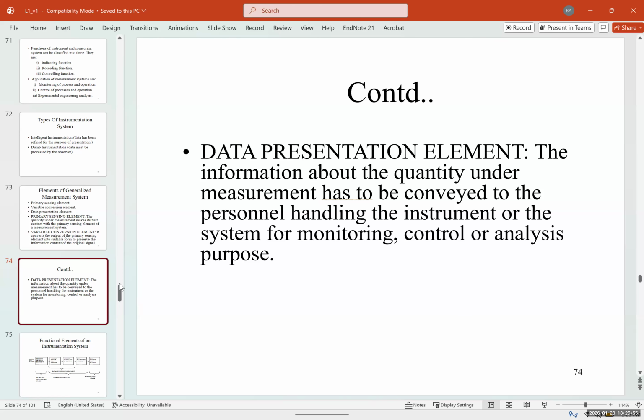And then we have the data presentation element, where the information about the quantity under measurement has to be conveyed to the personnel handling the instrument or the system for monitoring, control, or analysis purposes. Again, this could be as simple as an LCD monitor, or it could be a control system, a computer, a microprocessor, or a microcontroller that makes decisions based on that data.